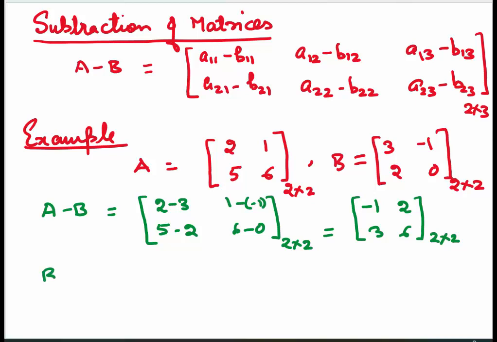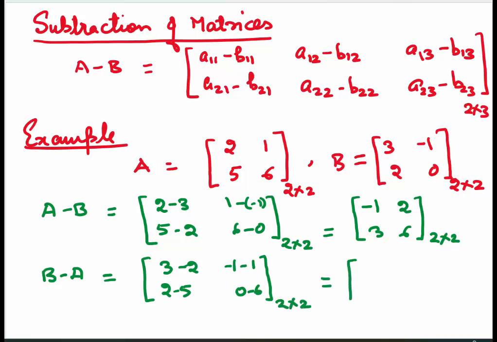Now, what if we are asked to find B minus A? B minus A means I'm now subtracting elements of A from B. So B has values 3, minus 1, 2, 0. So 3 minus 2, minus 1 minus 1, 2 minus 5, 0 minus 6. This is also 2 by 2. Simplify, you will get the resultant matrix as 1, minus 2, minus 3, minus 6.